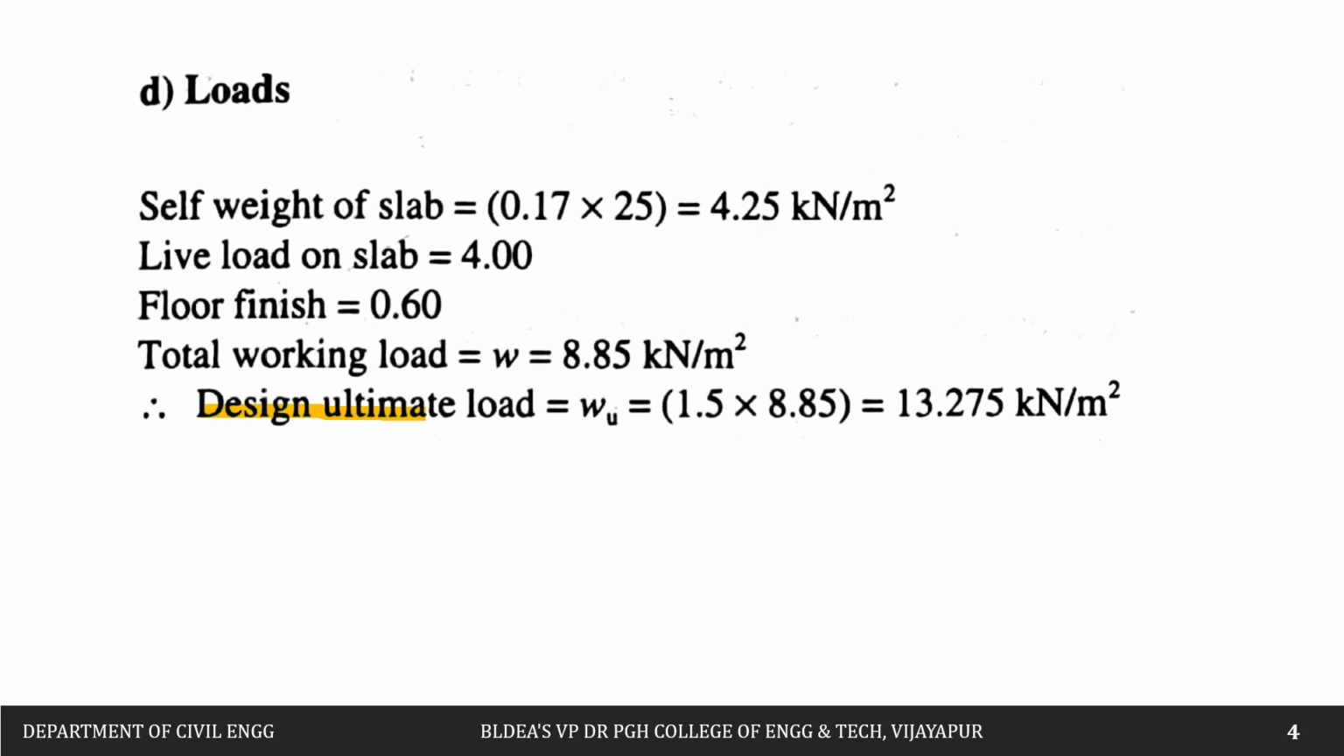Then next is the design ultimate load. We have to multiply it by 1.5. This ultimate load will be equal to 1.5 multiplied by 8.85. Therefore it will be 13.275 kilonewton per meter square.